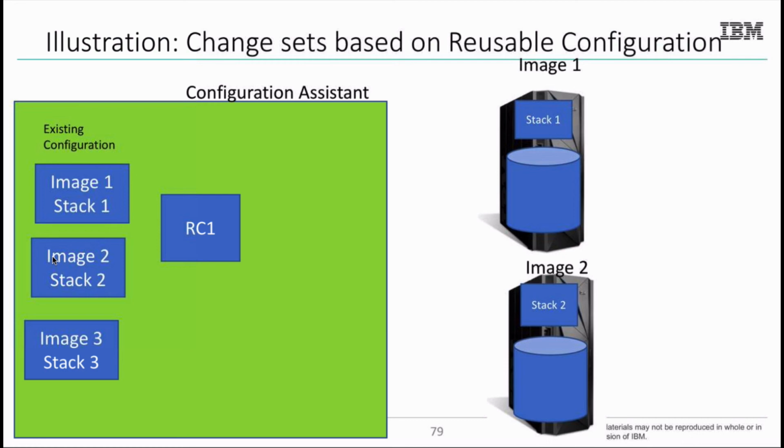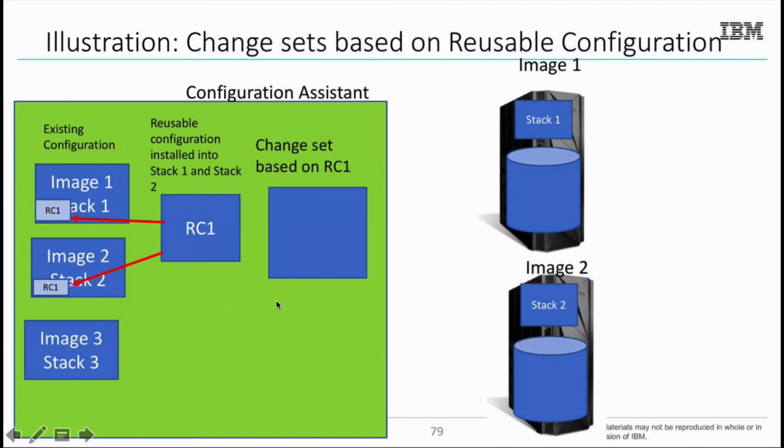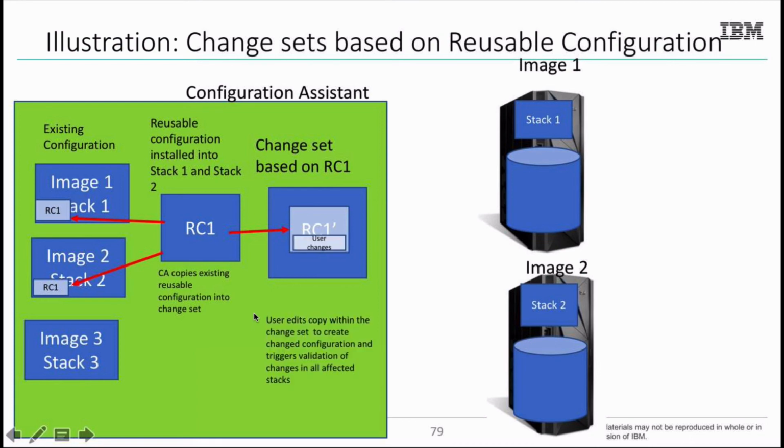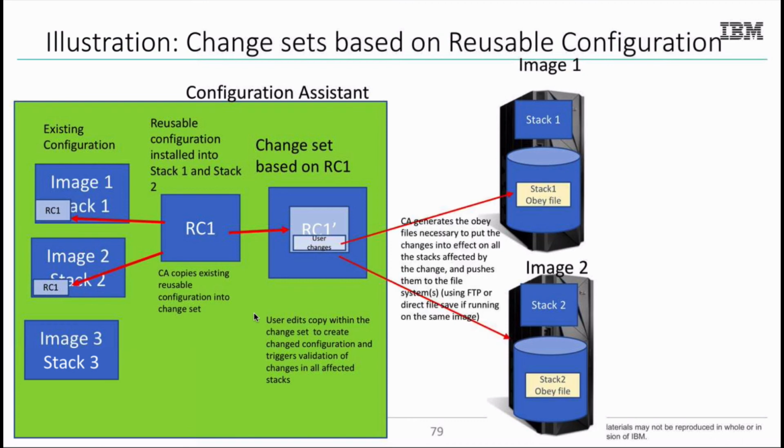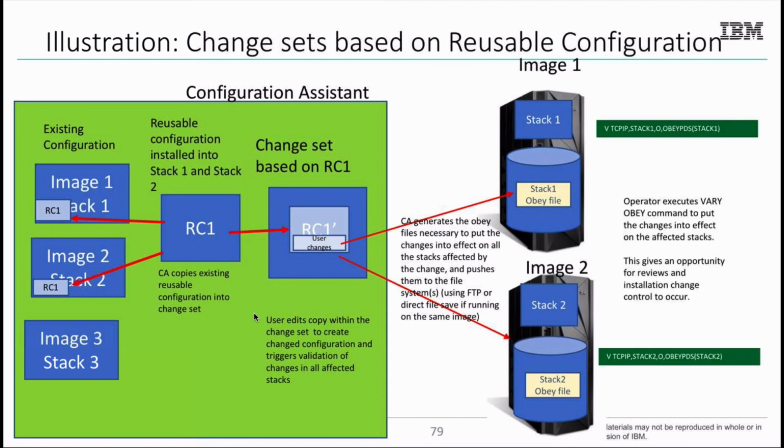Here's an example of a change set based on a reusable configuration. In the Configuration Assistant, I have a reusable configuration that's installed into 2 stacks. Right? So this RC is installed into 2 stacks. I want to create a change set for that reusable configuration. We copy the existing reusable configuration into the change set, and then you make your user changes. You edit to make the changes, and then when you install, Configuration Assistant creates obey files for the stacks that use the reusable configuration, right? Because in the end, I'm changing the stacks. So we generate the necessary obey files to put the changes into effect on all stacks affected by the change, and we also install them into the stacks. And then your operator executes the obey commands necessary to put them into effect.